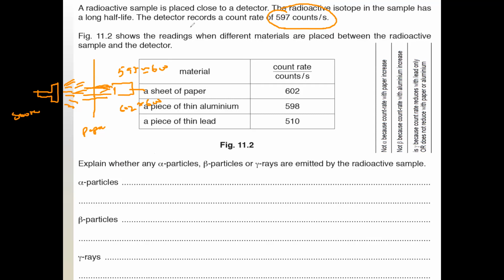It remains the same. This gives an idea that this is not an alpha, because if it was an alpha source, then the count should decrease, because alpha particles can be stopped by a paper. The counts here should decrease, but it is not decreasing. It means that it is not an alpha, because the count rate of radiation passing through a paper does not change.